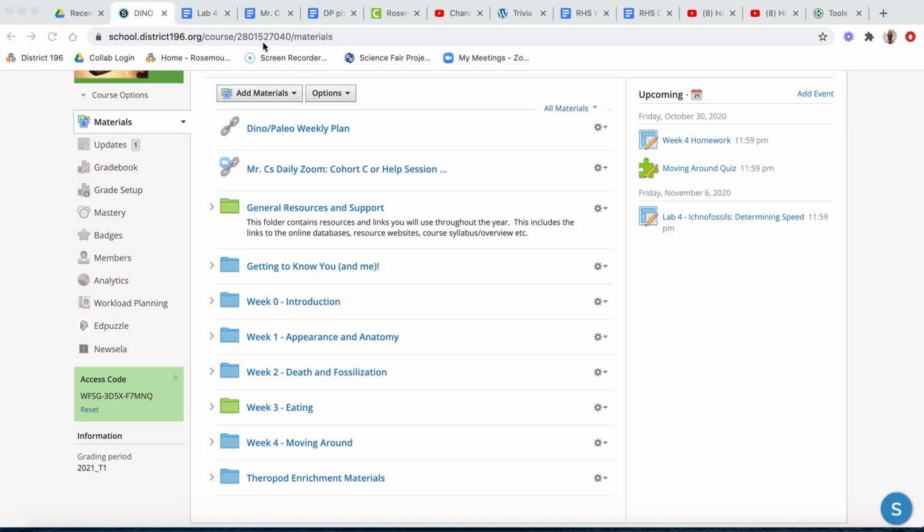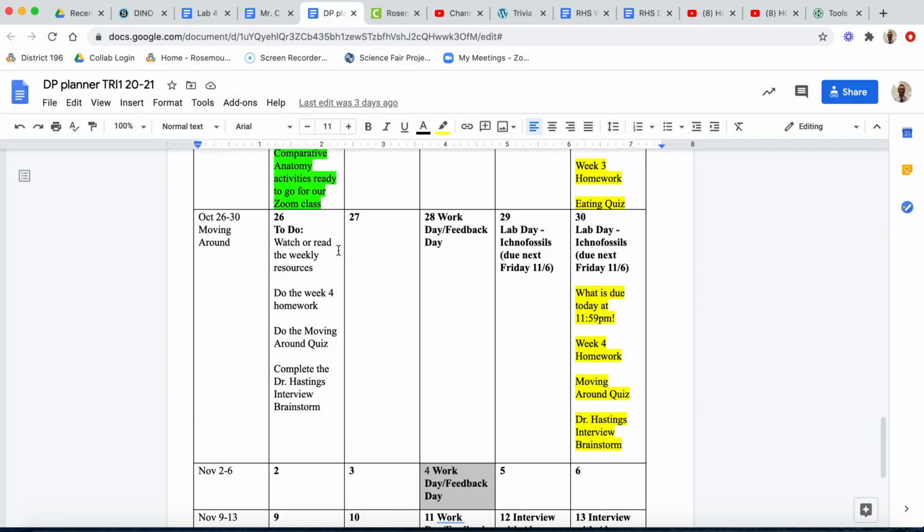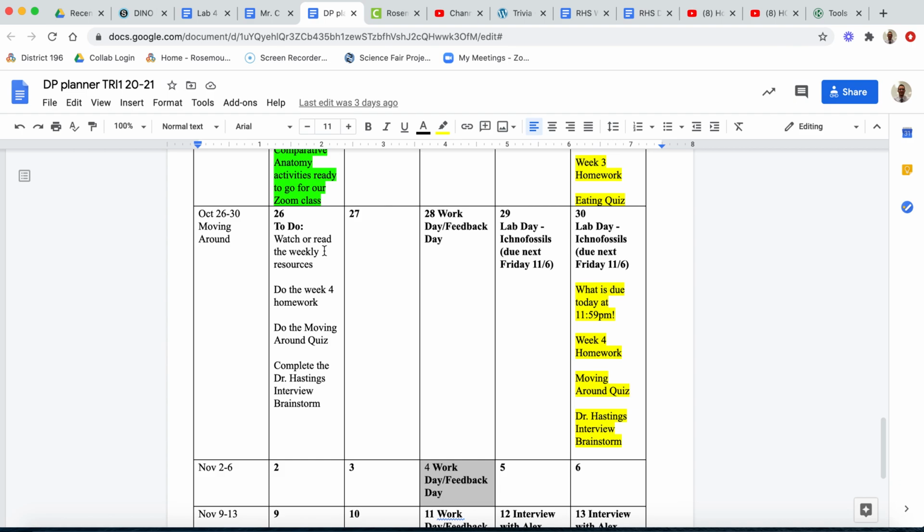Okay. Taking a look at our weekly plan here, very similar to last week. We have our week 4 readings and videos. Make sure you take a look at those and take notes, so that the week 4 homework and the moving around quiz are easy to do. You do have that week 4 homework revolving around the learning targets for week 4. Please make sure you cover all learning targets and you do so in enough detail.